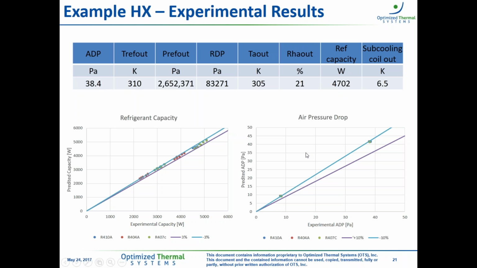And here I have some simple graphics just showing the summary of tests that we conducted using R410A, R404A, R407C to predict the capacity and the airside pressure drop, and comparing those predictions on the y-axis against the experimental results on the x-axis. So this is just a quick demonstration of the performance of these correlations and the use of this model in Coil Designer to predict some experimental results. And we'll be publishing some papers on this in the future to summarize the experimental work that's been conducted to verify these correlations.